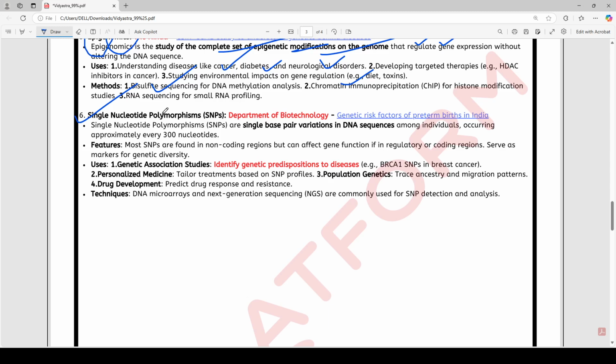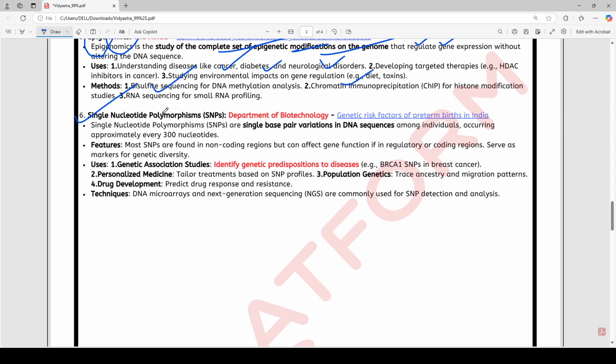This is very important: single nucleotide polymorphisms. I put this in last year also. I was expecting this, but UPSC is going to ask it someday. It seems difficult, but this is very easy.